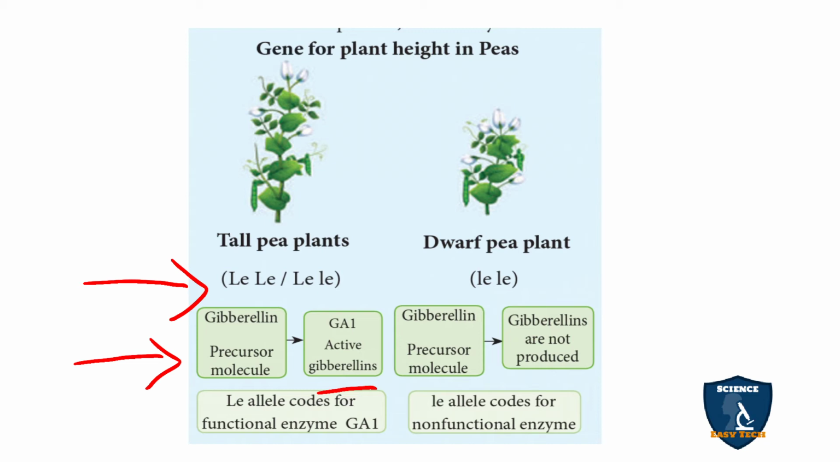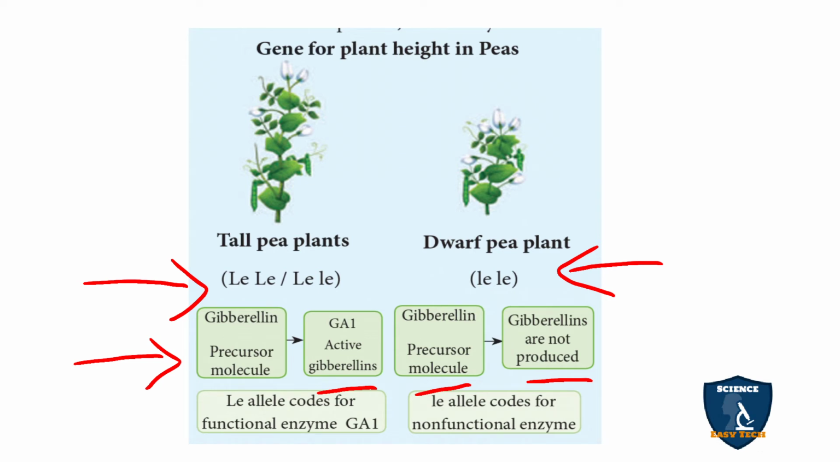And in the dwarf plant, it is small le, the opposite of capital LE. It is small because it is recessive. If it is present, it won't code for the gibberellin precursor molecule. Due to this, the gibberellin enzyme is inactive, that is, gibberellin is not produced. Gibberellin not being produced means there is no coding for the enzyme.